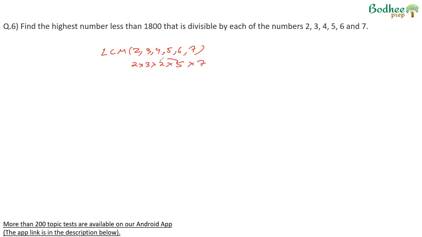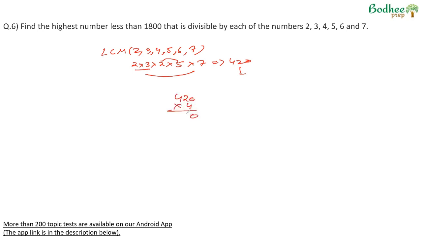This becomes 5 2s are 10. 3 2s are 6. 6 7s are 42. So 420. Now, the numbers will be multiples of 420. We need a number which is less than 1800. If we multiply 420 by 3, it is 1260. 420 multiplied by 4 is 1680. 420 multiplied by 5 is 2100. So it will cross 1800. So the largest possible value seems to be 420 into 4.